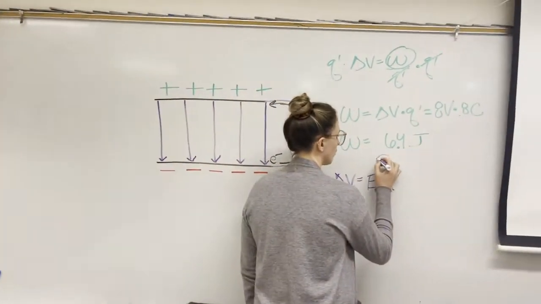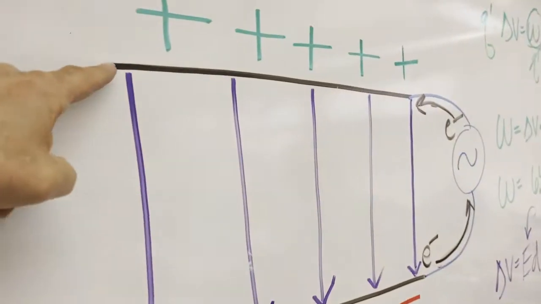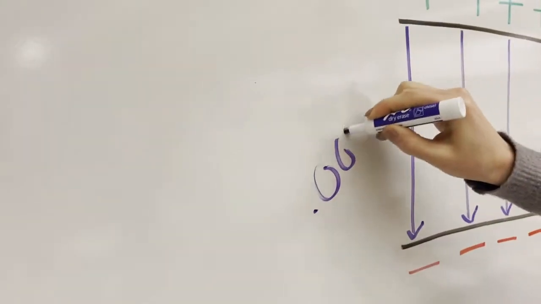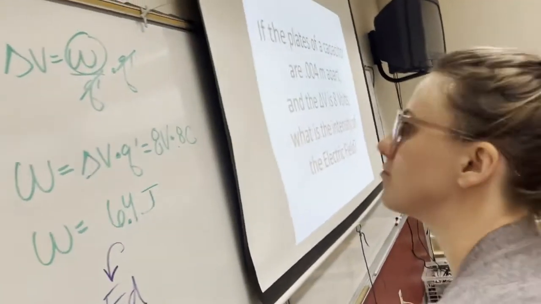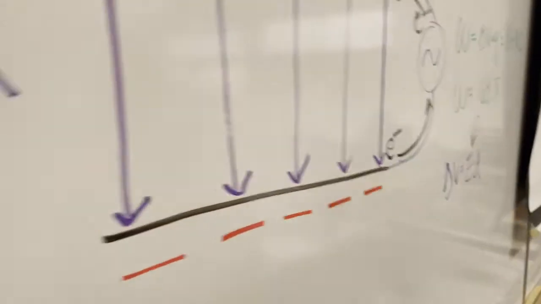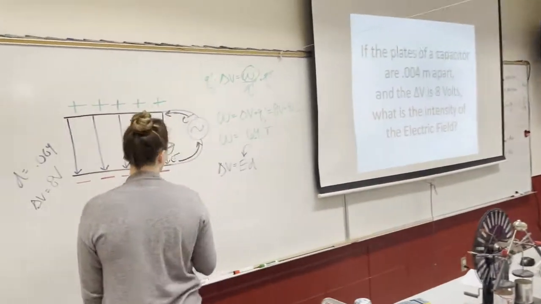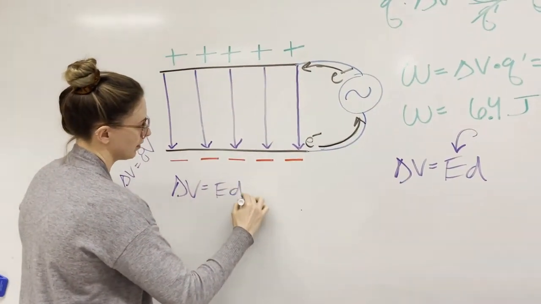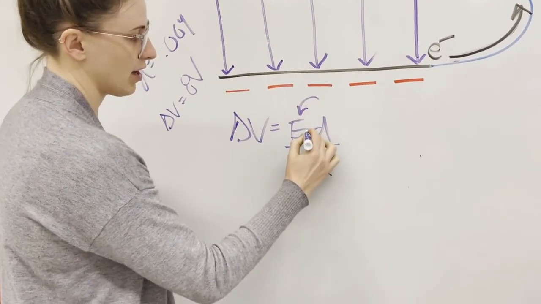I need to solve for this one, right? That means the distance is 0.004. So d is 0.004. And the intensity of the electric field on the inside is what we're trying to find. The potential difference, delta V, is 8 volts. Let me write this over here. We want to figure out the intensity of the electric field. How do you get rid of d? I'm going to divide, because right now I've got multiplication.